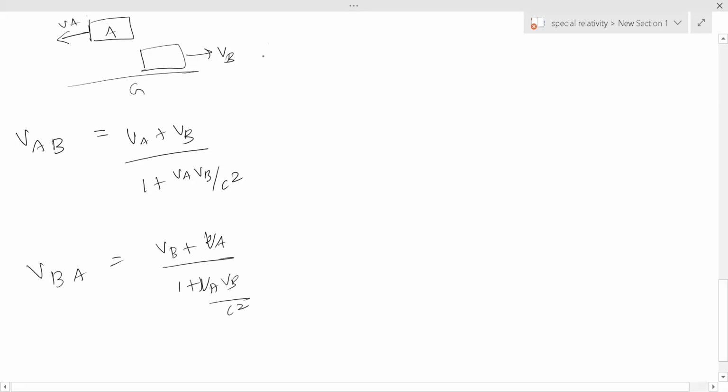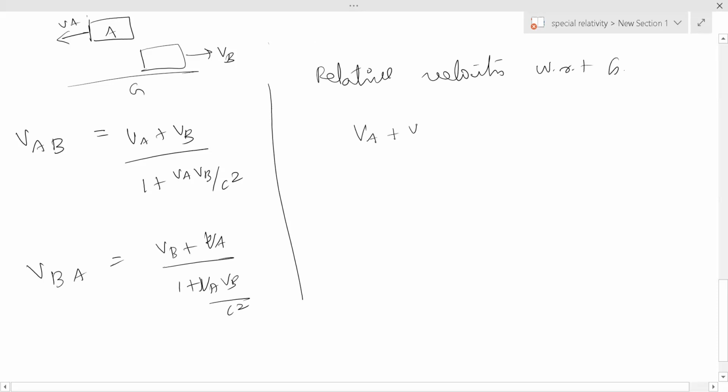Right? You can also ask a third question. What's the relative velocity with respect to ground? That would be simply VA plus VB. For example, suppose VA is equal to, let's say, C by 2, and VB is equal to, let's say, 3C by 4.